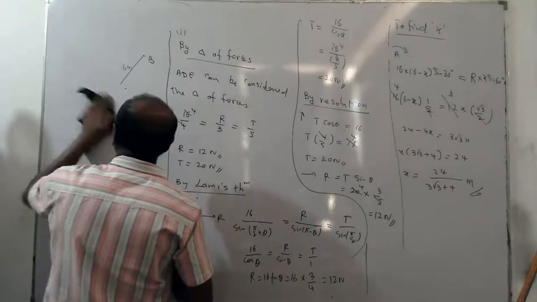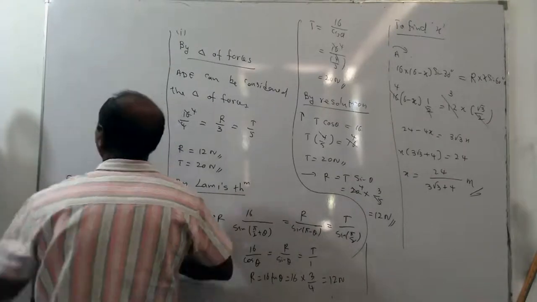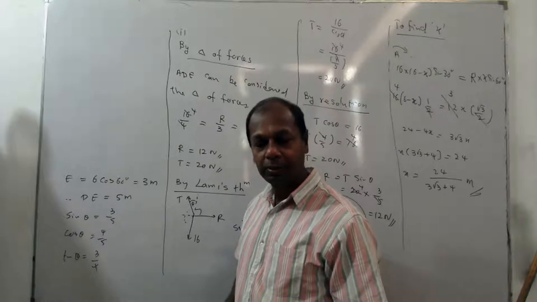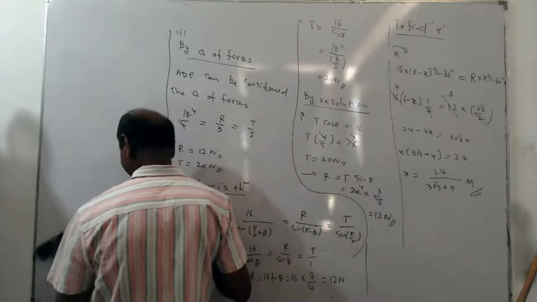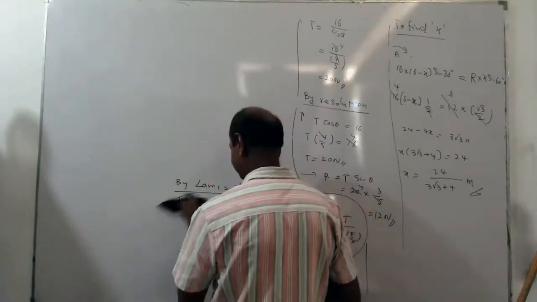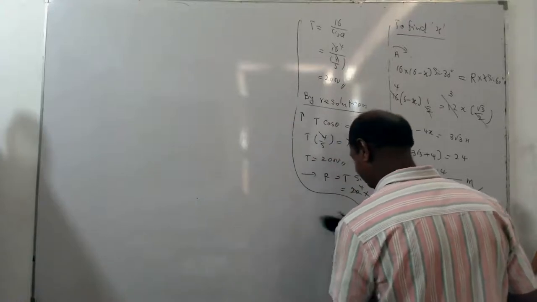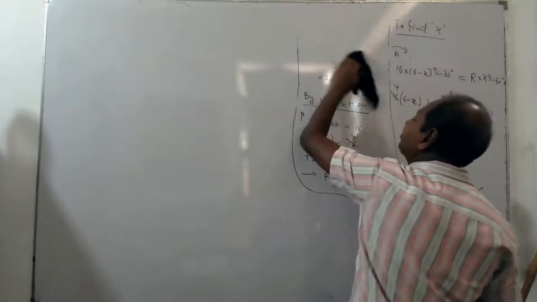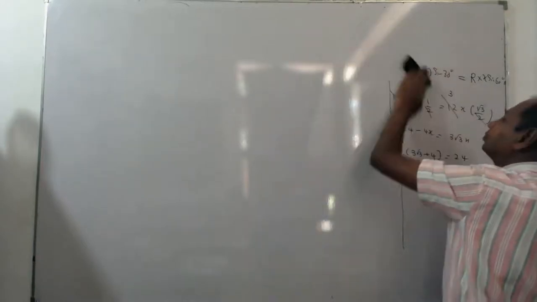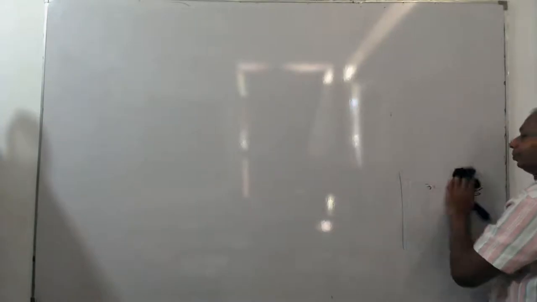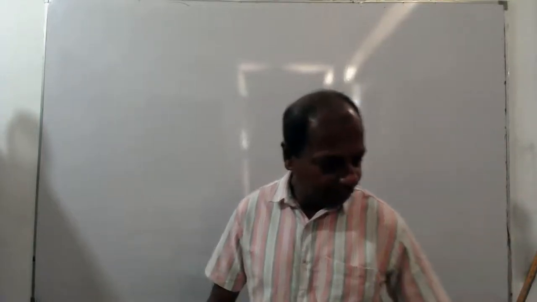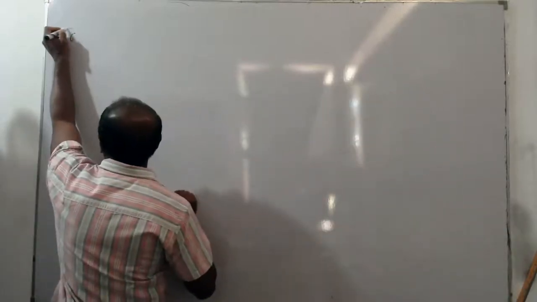Then number 6, shall we draw a diagram? I'll give you time. Right? Number 6, draw a diagram. You start it. Do a nice diagram.